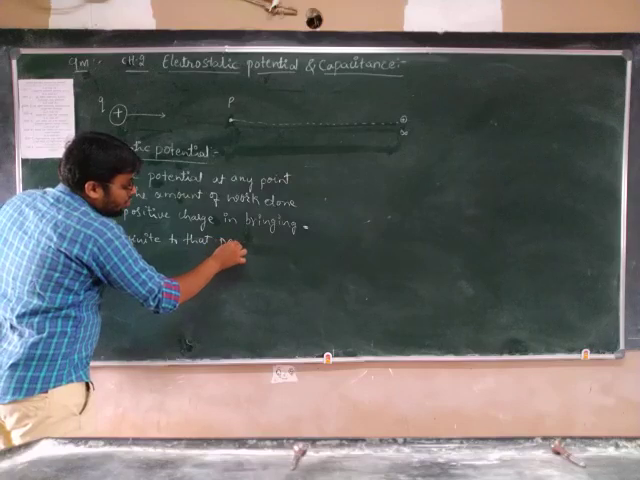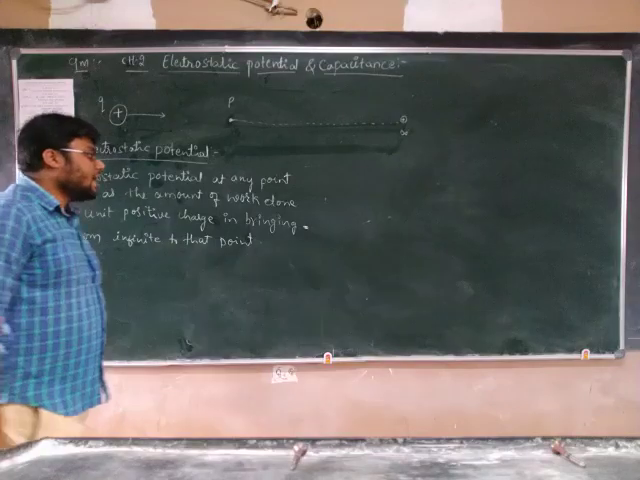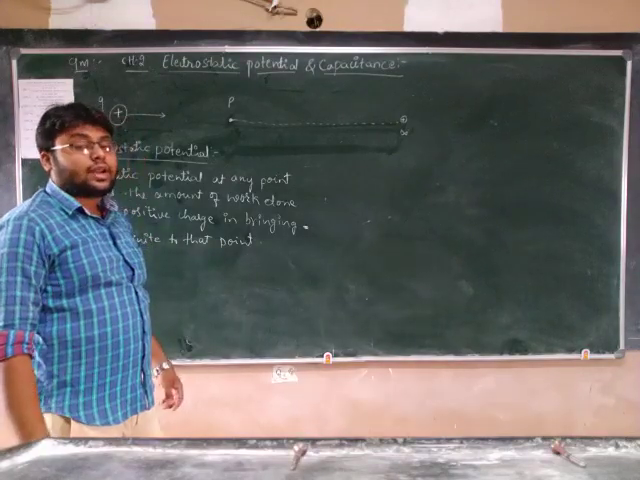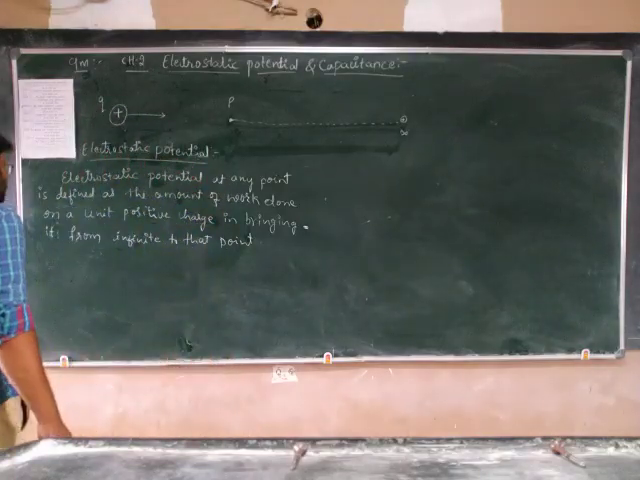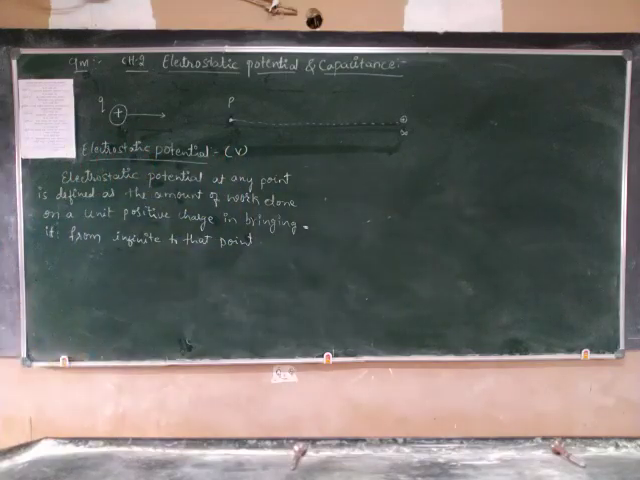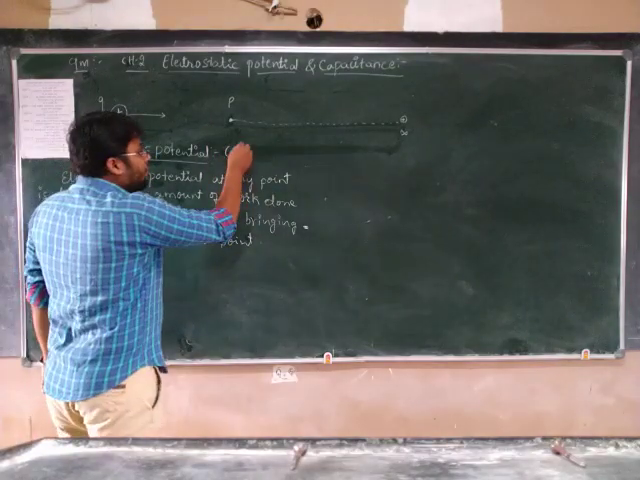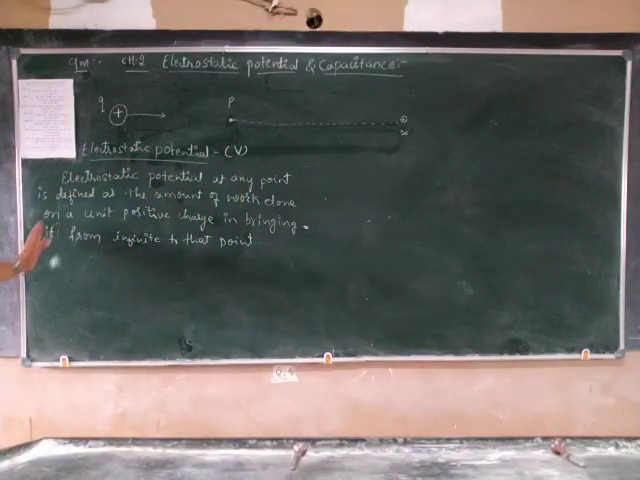So electrostatic potential at any point is defined as the amount of work done on a unit positive charge in bringing it from infinity to that point, right? Now this electrostatic potential will be represented with the letter V. V will be used to denote the electrostatic potential. So this is the definition. Then we have an equation for this electrostatic potential.